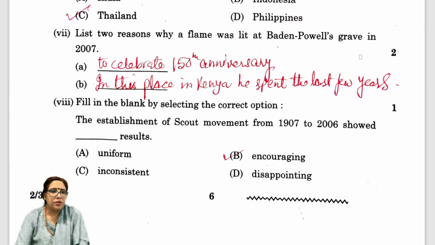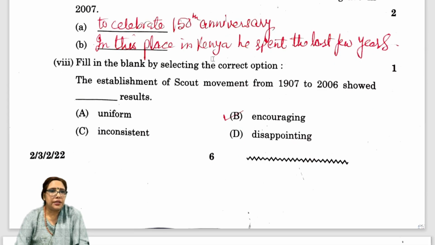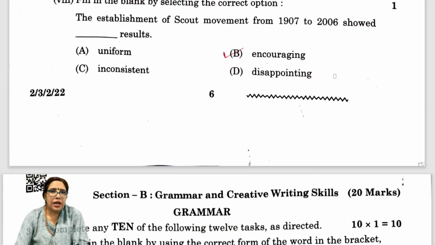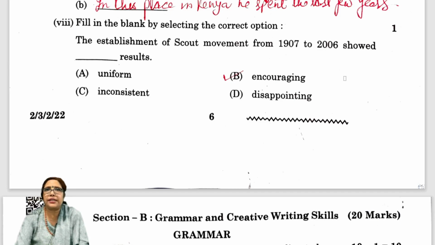And to this, your first answer is to celebrate the 150th anniversary, and the second reason is in this place in Kenya, he spent the last few years. Okay. So now coming to 8th part, fill in the blanks by selecting the correct option. The establishment of Scout movement from 1907 to 2006 showed dash results, and according to the given options, your answer is encouraging. Okay, so I hope now you are clear with the answers of reading section.